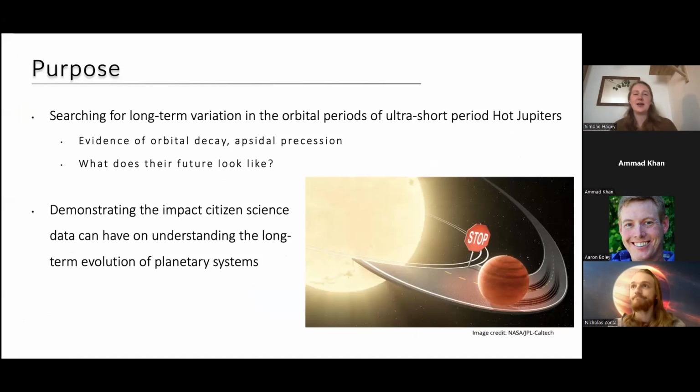So this is my master's project, which is also a paper that we'll be submitting later this month. And the purpose of this project is to search for long-term variation in the orbital periods of ultra-short period hot Jupiters.